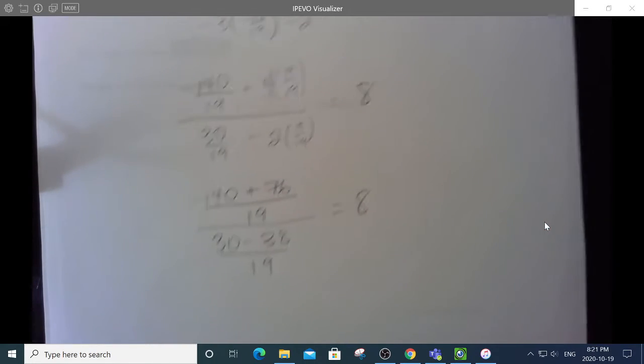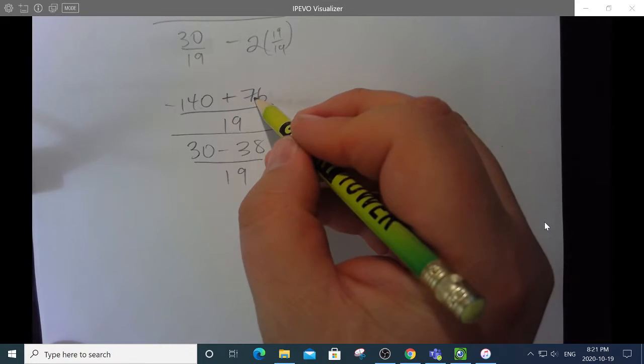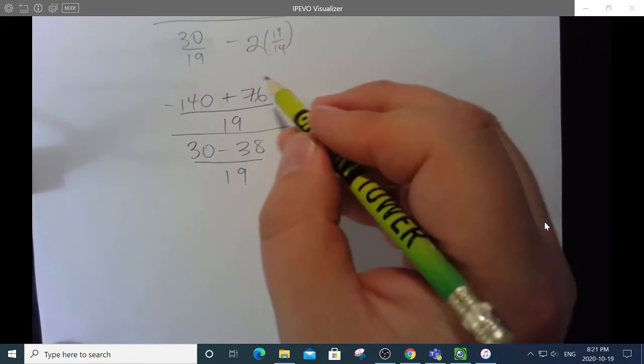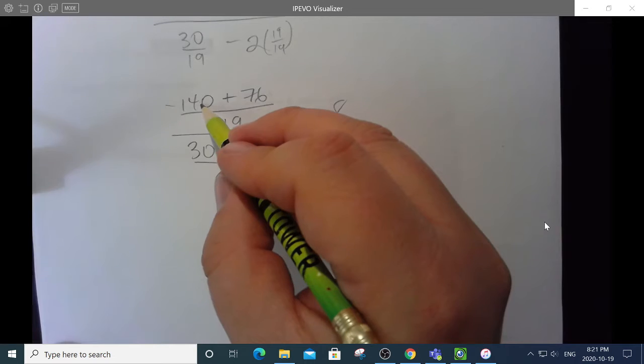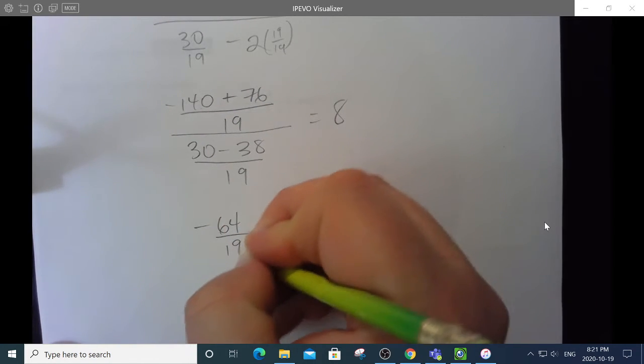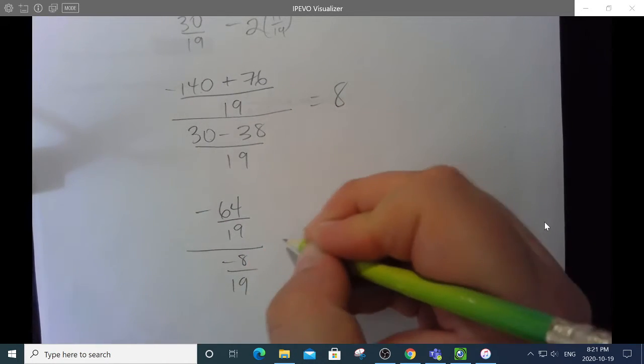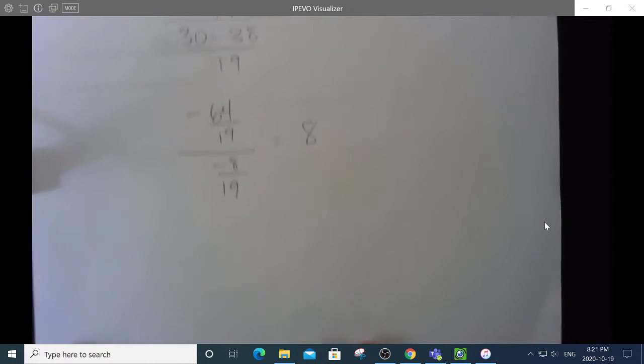And that doesn't look much like an 8, but bear with it. It actually is, because this numerator is negative 140 plus 76. If you added 70, you'd get negative 70. Take away 6 more, you get negative 64. And down here, 30 minus 38 is negative 8. And check that out, that's actually working out really nice.